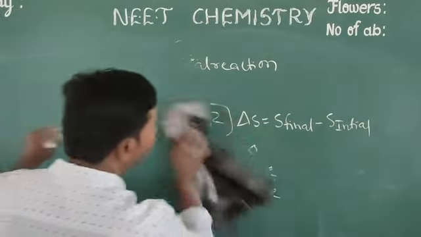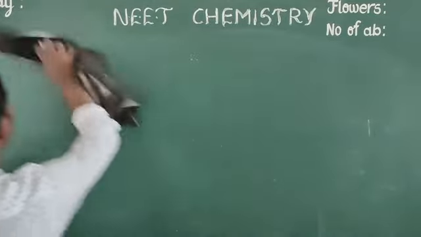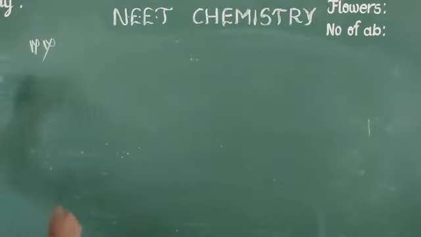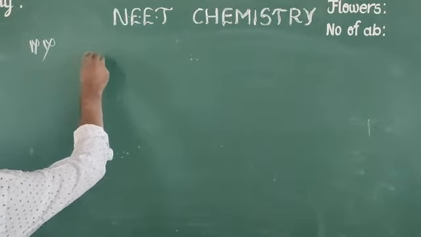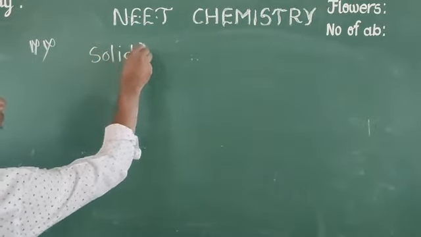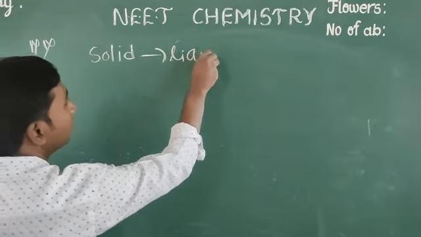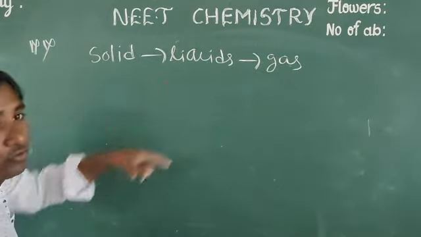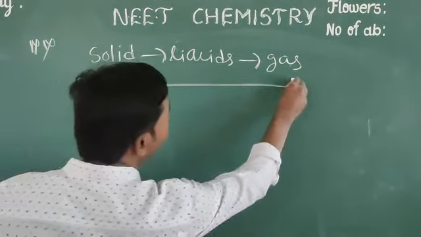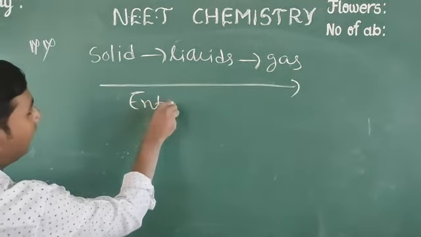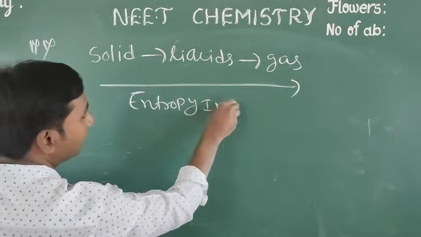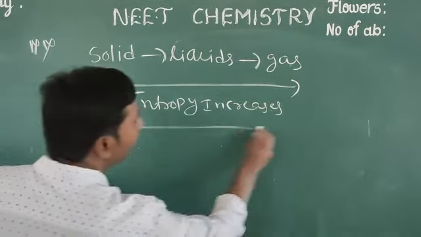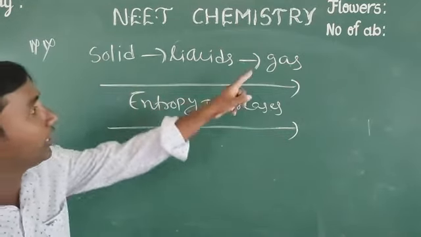Entropy explains the randomness of the system. The important point: entropy increases from solids to liquids, and liquids to gases. Why does entropy increase from solids to liquid, and liquids to gases?